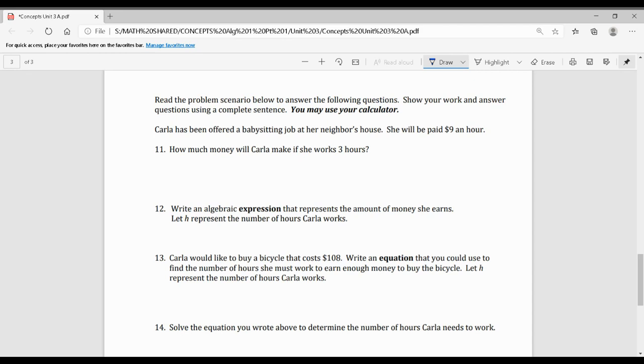So we're going to read the scenario. We're going to make sure to show our work, answering in complete sentences. So it says, Carla has been offered a babysitting job at her neighbor's house. She will be paid $9 an hour. How much money will Carla make if she works for 3 hours?